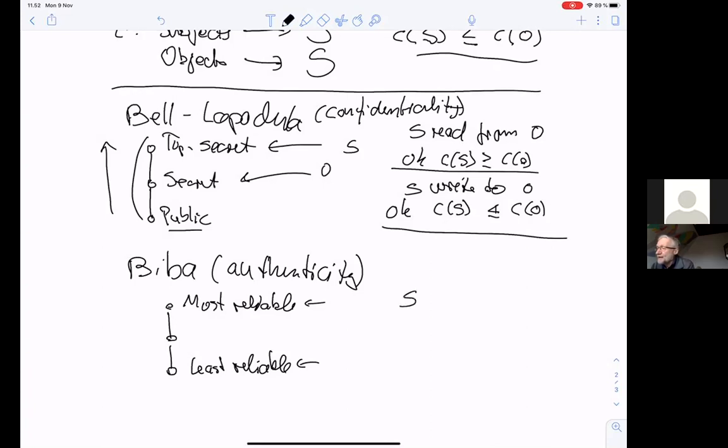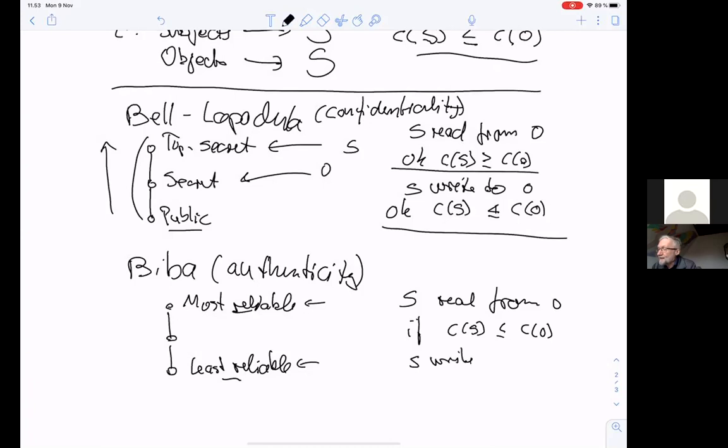So he said, well, the subject can read from object O if it is the case that the classification of the subject is less than the classification of the object. Now, the idea here is that if I'm on the least reliable level here, I'm allowed to read from the more reliable level. So that makes sense. The system that will show train times on screens and stations is allowed to read from the part of the system that actually knows where the trains are.